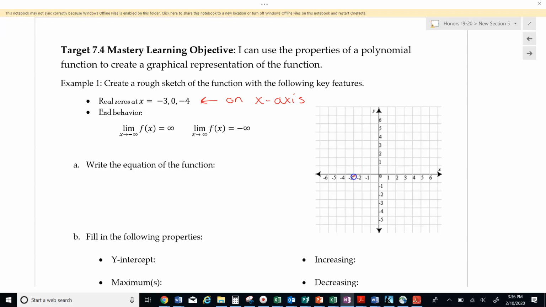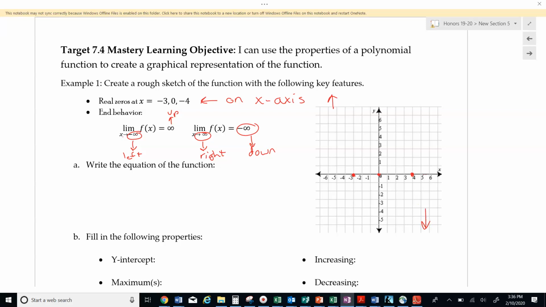So I have -3, 0, and 4. My end behavior, well, the limit as x approaches -infinity of f of x equals infinity. So remember, x approaching -infinity, this is the left, going up. So on the left side, to the left of my first point, I'm going to finish going up. This is the right, and it goes down. So on the right side of my last point, I'm going to end going down.